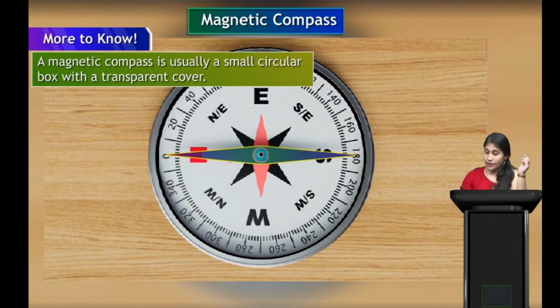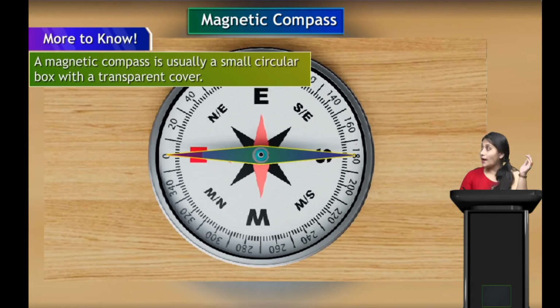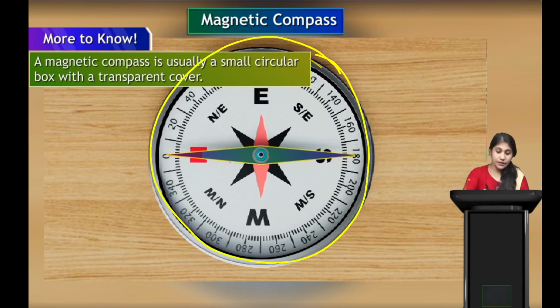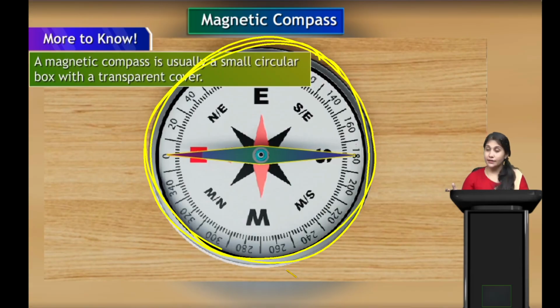Now here's more to know. You can know so many things. A magnetic compass is usually a small circular box with a transparent cover. Means this magnetic compass is a kind of device used to find the directions. Now this magnetic compass is usually a small circular box. Circular means round shape box. See, this one is a round shaped box.